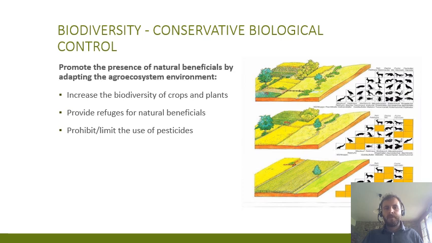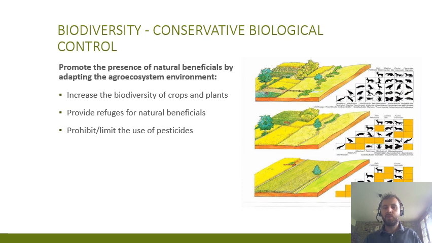So this is what I just explained. In the conservative biological control, you will promote the presence of natural beneficials by adapting the agroecosystem environment. So you will increase the biodiversity of crops and plants because, as I said in the beginning, if you have a high diversity of plants, you also have a high diversity of insects, and when you have a high diversity of insects, you have more beneficial insects.